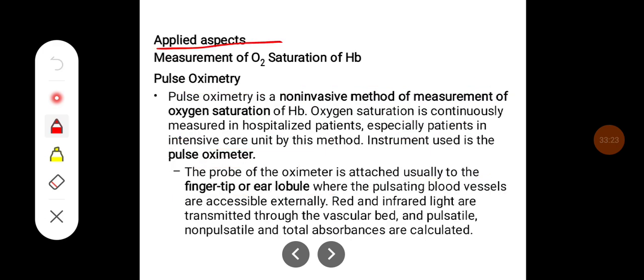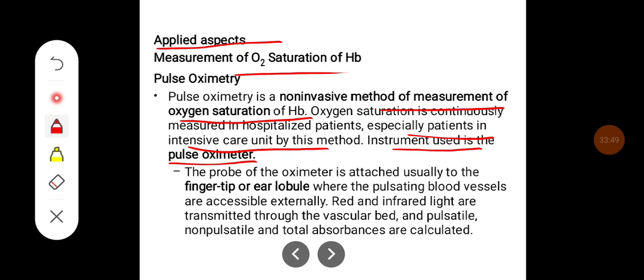Some of the applied aspects, that is, how the oxygen saturation is measured. It is measured by pulse oximetry. Pulse oximetry is a non-invasive method of measurement of oxygen saturation of hemoglobin. Oxygen saturation is continuously measured in hospitalized patients, especially patients in intensive care, by this method. The instrument used is the pulse oximeter.